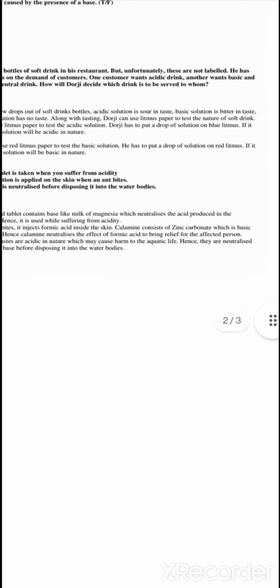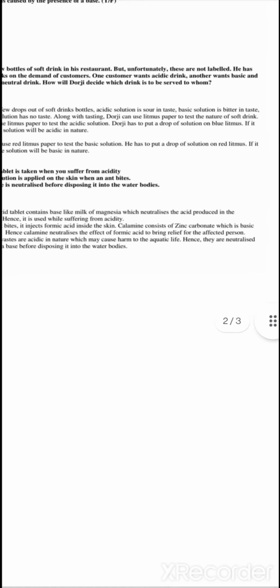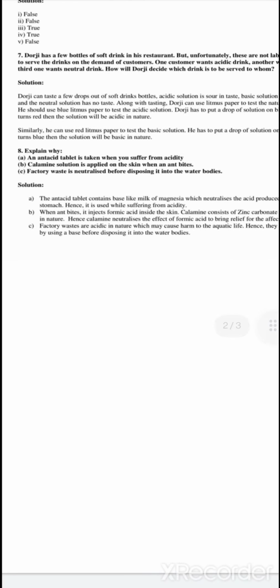Similarly, he can use red litmus paper to test the basic solution. So he has to put a drop of solution on red litmus. If it turns blue, then the solution will be basic in nature.